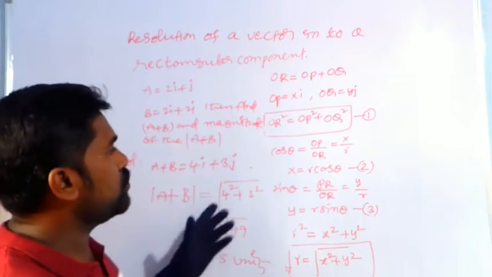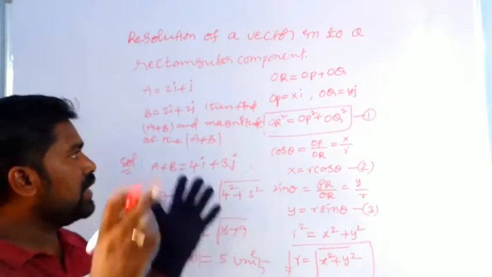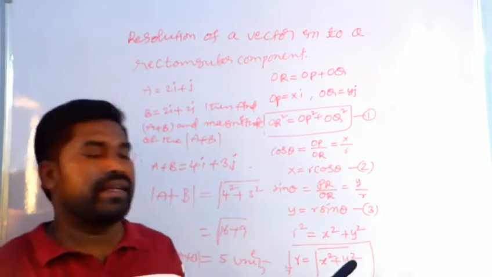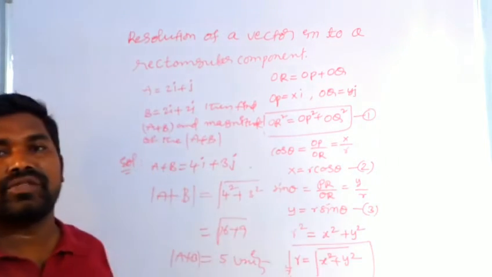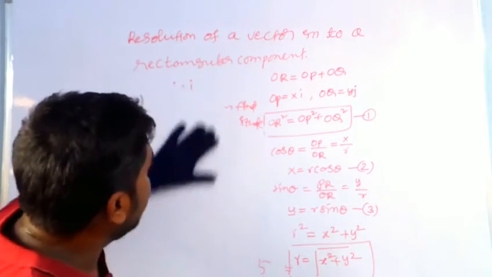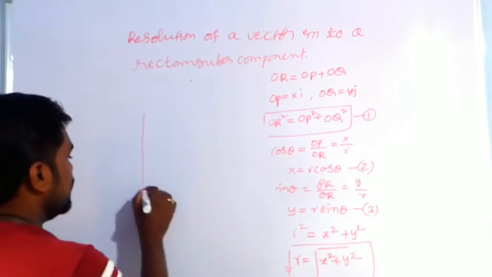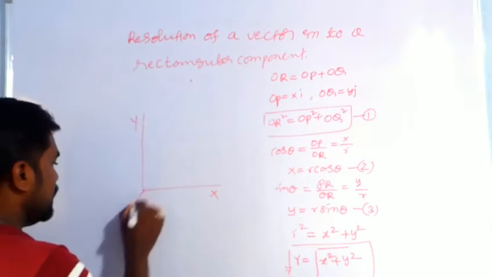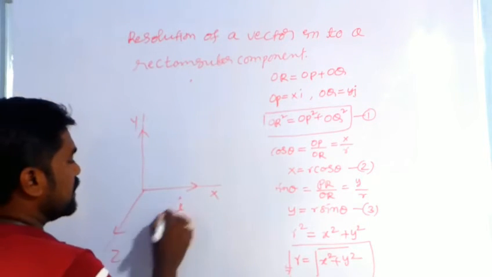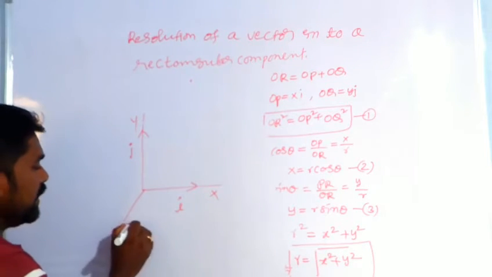So this is the process to find the magnitude of a vector located in a rectangular plane. If the vector is in the three-dimensional plane, that is the X, Y, Z axes, the magnitude is under root of X square plus Y square plus Z square. The unit vectors along the X axis is i, along the Y axis is j, and along the Z axis it is k.